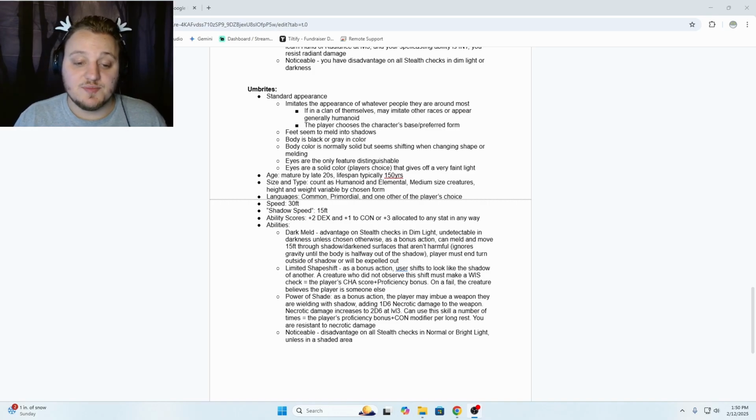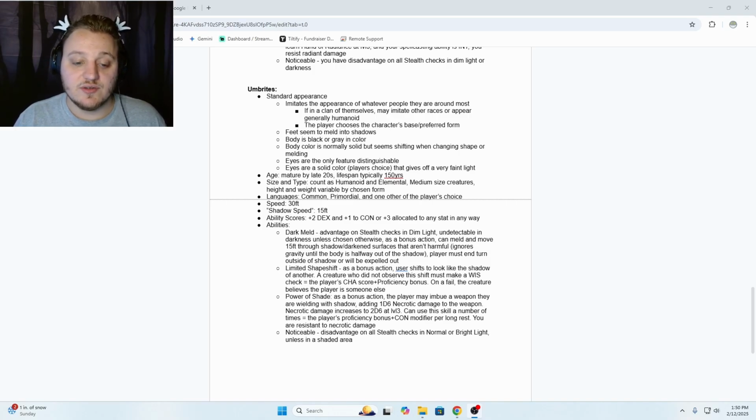Their next ability is Power of Shade. As a bonus action, the player may imbue a weapon they are wielding with shadow, adding 1d6 necrotic damage to the weapon. This necrotic damage increases to 2d6 at level 3. The Umbrite can use this skill a number of times equal to the player's proficiency bonus, plus their constitution modifier per long rest. And you are resistant to necrotic damage.